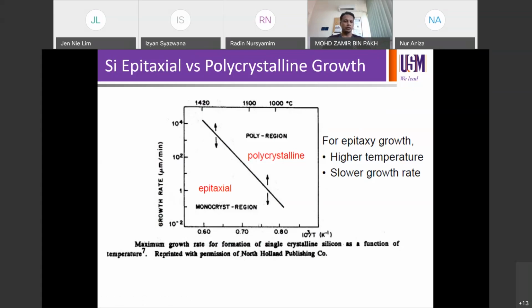Okay. So that's how you actually customize the process. It can be done by temperature itself. If you go for low temperature, you tend to get polycrystalline. If you go for high temperature, you tend to get an epitaxial process. But it's going to be at a slower growth rate.